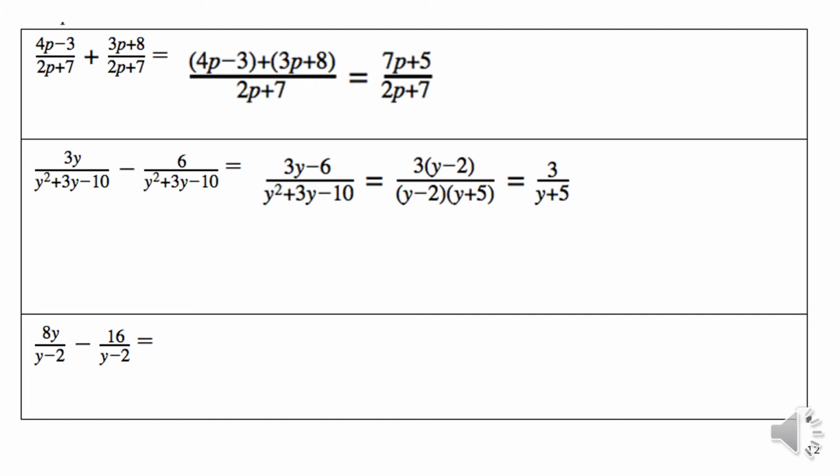The bottom example, we have 8y minus 16 all over y minus 2. Factoring out a GCF of 8, we're left with y minus 2 over y minus 2, which can eliminate one another, leaving us with an answer of just 8.